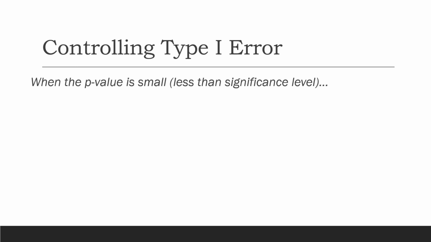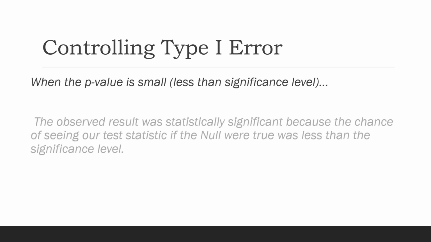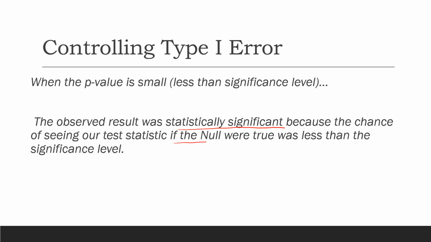So I'm going to take a minute and talk about how we control type 1 error. When the p-value is small, less than the significance level, we find that the observed result was statistically significant because the chance of seeing our test statistic, if the null was true, was less than the significance level. So what that means is that we're finding a statistically significant result if the null is true, not more often than this significance level.